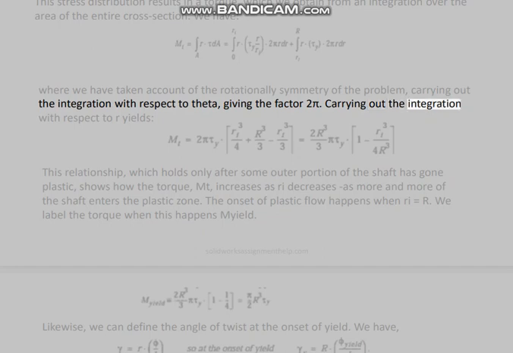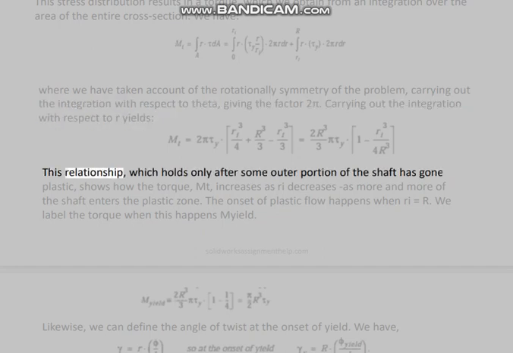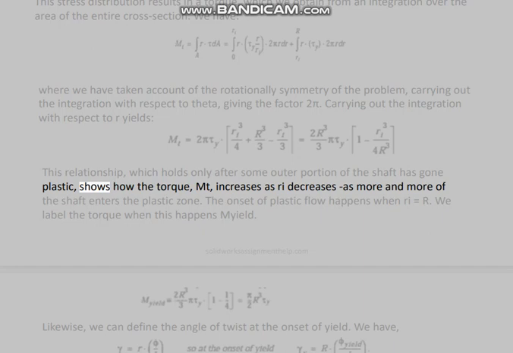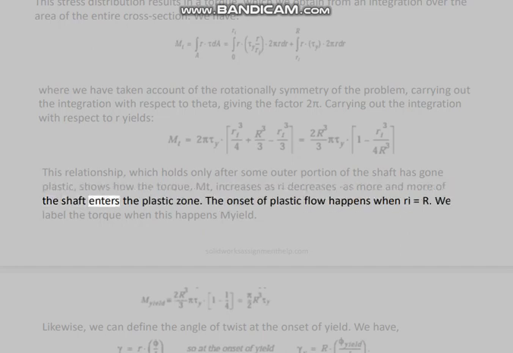Carrying out the integration with respect to r yields this relationship, which holds only after some outer portion of the shaft has gone plastic. It shows how the torque T increases as r_e decreases, as more and more of the shaft enters the plastic zone. The onset of plastic flow happens when r_e is equal to R. We label the torque when this happens T_y.